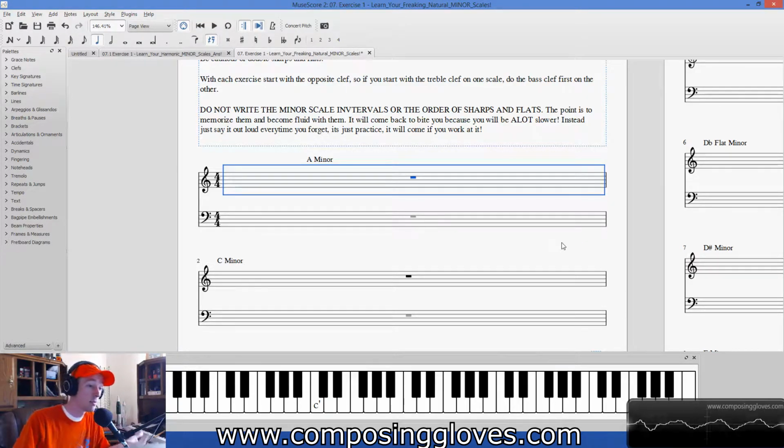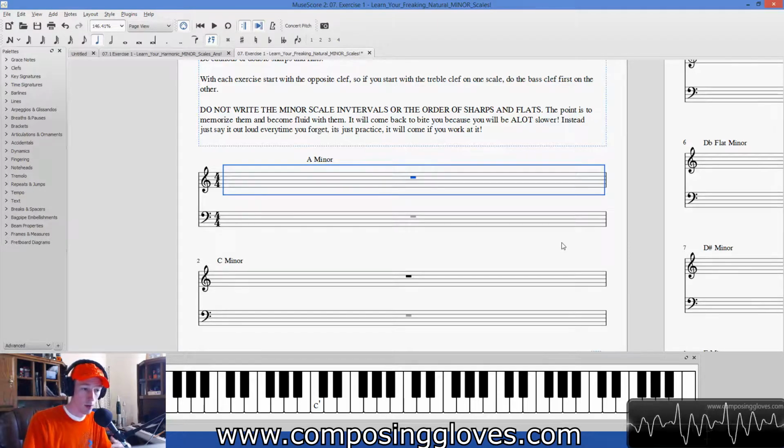So for example, C major will have all the harmonic structure of a major scale, but it will have C as the most important note. A minor will have minor harmonic structure, not minor as in a small amount, but minor as in the quality of a minor structure, and A will be the most important note.